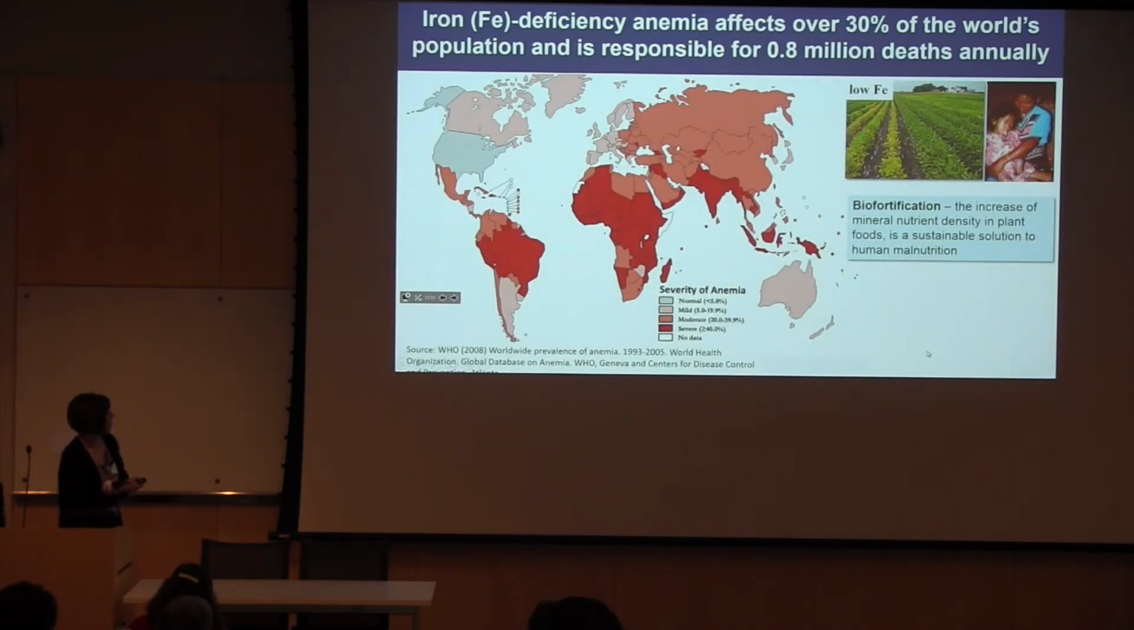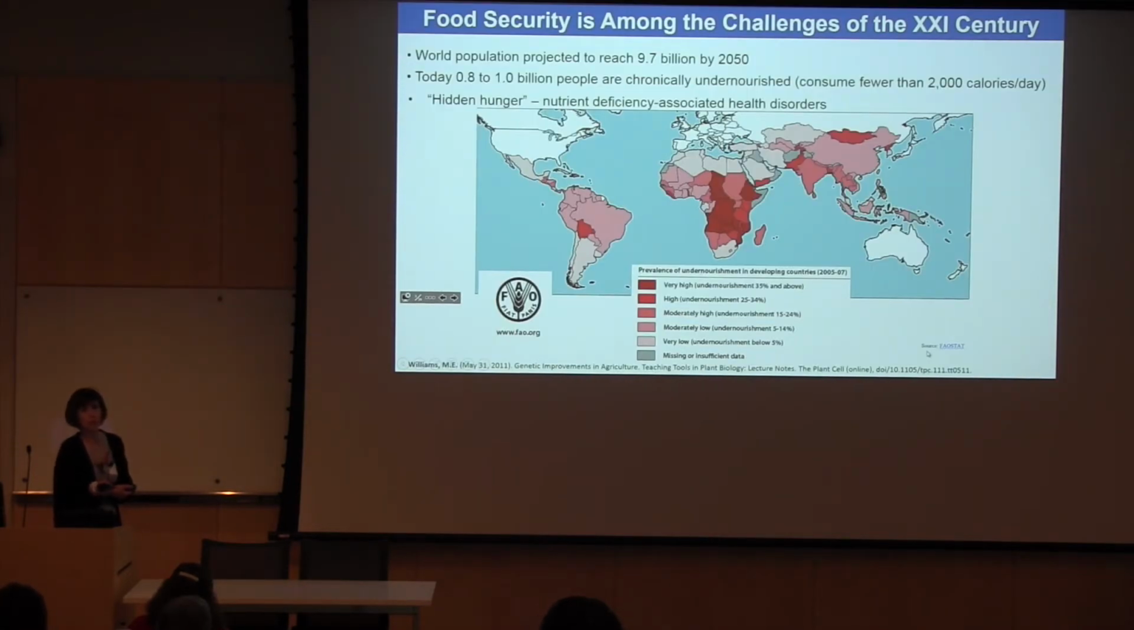So, as many of you appreciate, providing enough food for the growing world population is one of the top challenges of the 21st century. And even today, up to 1 billion people in the world go to bed hungry. They consume less than 2,000 calories per day. And these are people mainly in the developing countries, as you can see from this map.